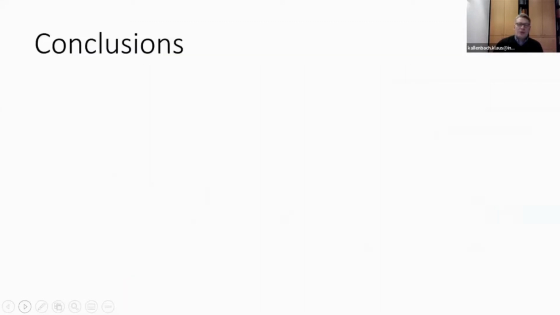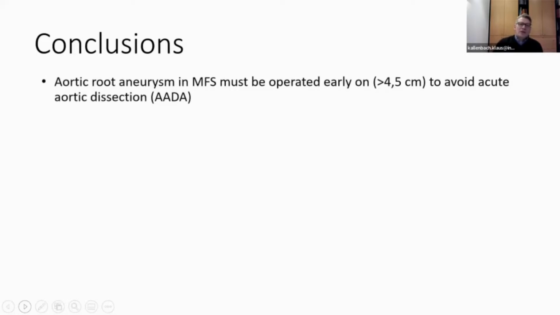So I would like to conclude. Aortic root aneurysm in Marfan's must be operated on early. I'm convinced about that. I say at 4.5 centimeters, and I know exactly that the official guidelines say 5 centimeters, but because we fear acute aortic dissection, I talk to the patients who are presented to me and explain the situation. Most of the patients understand that. Next slide.